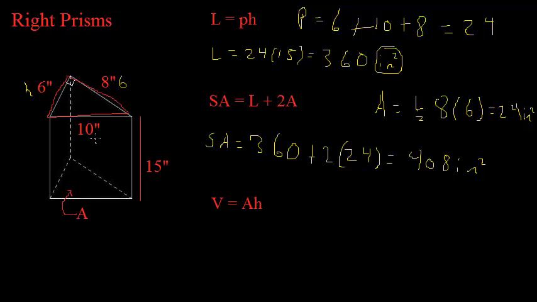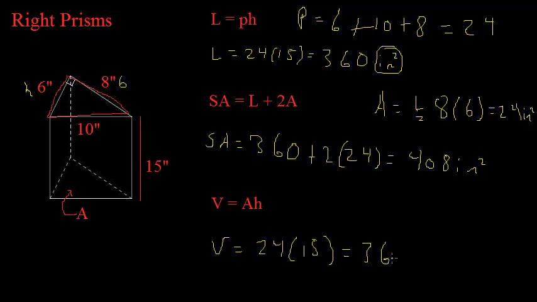That's the area of the bases and all of the sides. Finally, the volume of this. Volume is our area of the base, which we already found to be 24, times the height of 15.